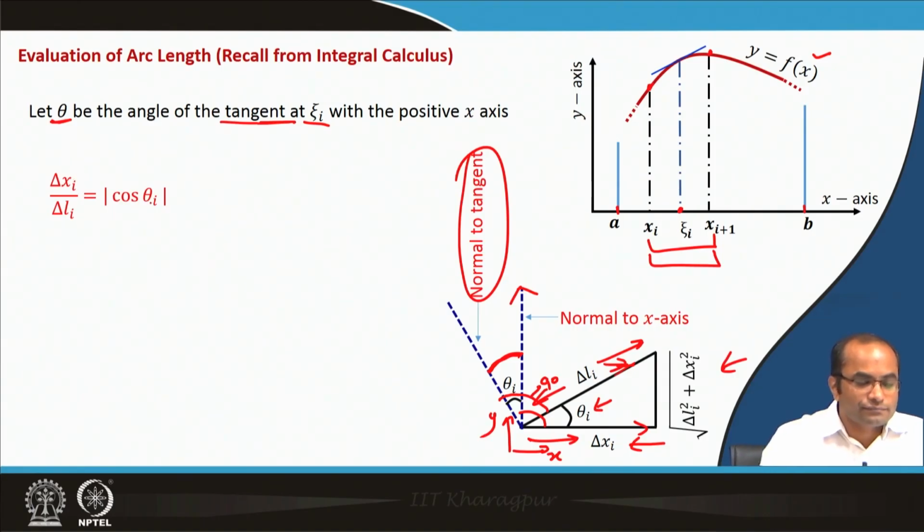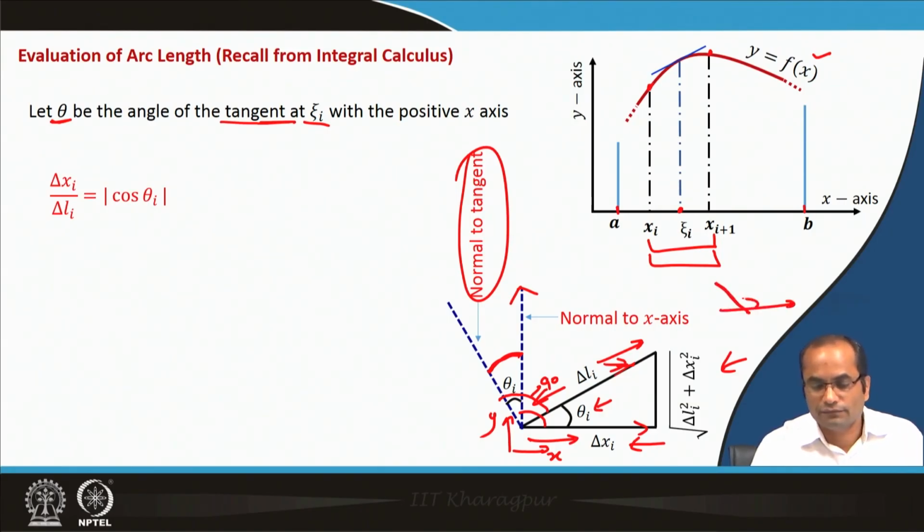We take the absolute value of cos theta i because there is a reason. If, for instance, the direction of the tangent is in this way and we measure from the positive axis, the angle is greater than 90 degrees and the cosine will be negative. But we do not consider this ratio as negative, so we take the absolute value and have again the same relation.